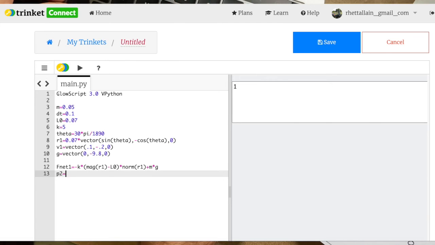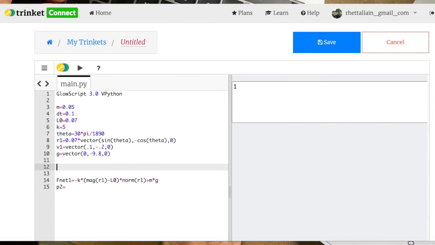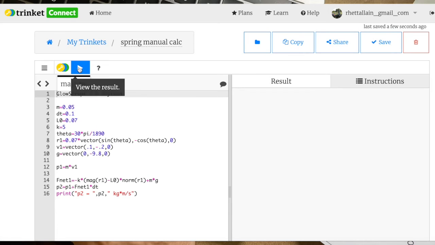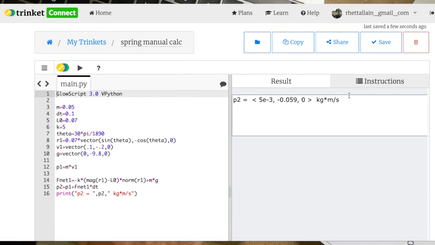So P2 equals, oh, I didn't do P1. Okay, P1 equals M times V1 there. P2 equals P1 plus F net 1 times dt. If you want to print it out, you can. Print P2 equals P2 kilogram meters per second. Let's run it because, you know, spring manual calc. I'll give you the link to this code also. Save. Run it. Okay, so there's my momentum P2.